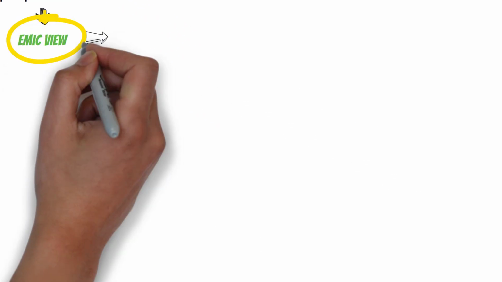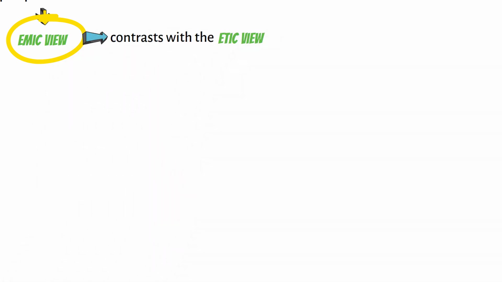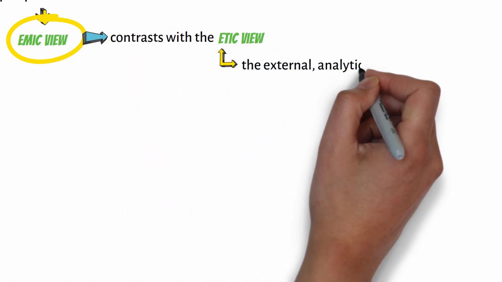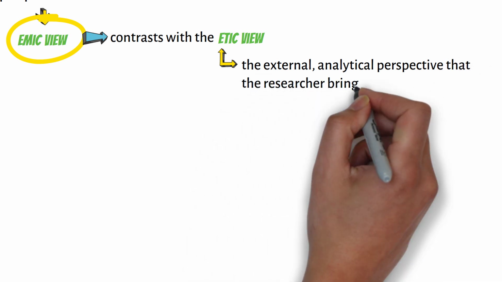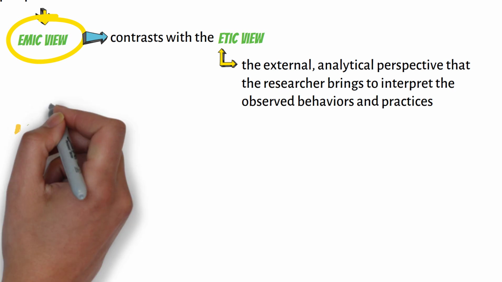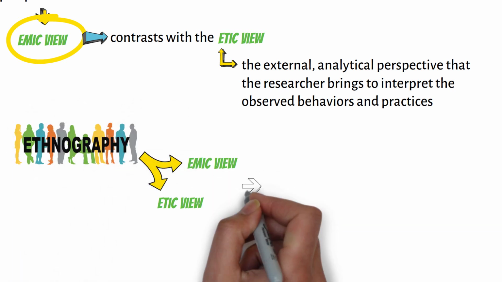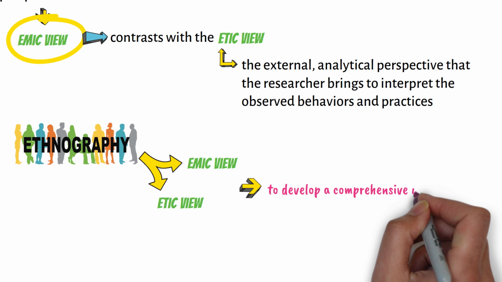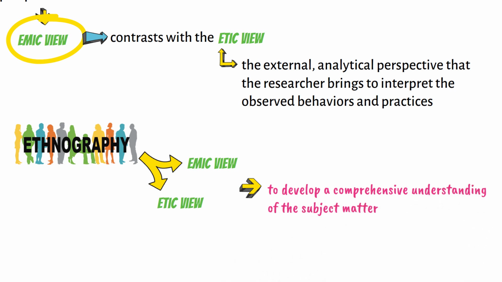This inside view contrasts with the etic view, which refers to the external, analytical perspective that the researcher brings to interpret the observed behaviors and practices. Ethnography balances these two perspectives to develop a comprehensive understanding of the subject matter.